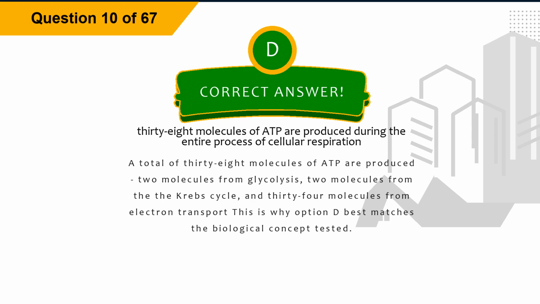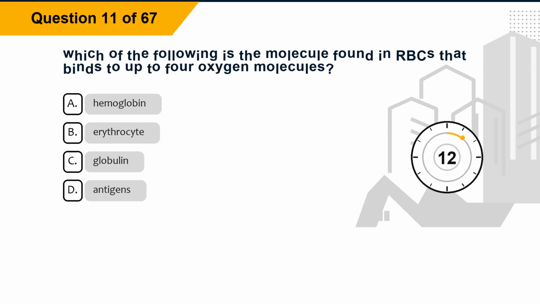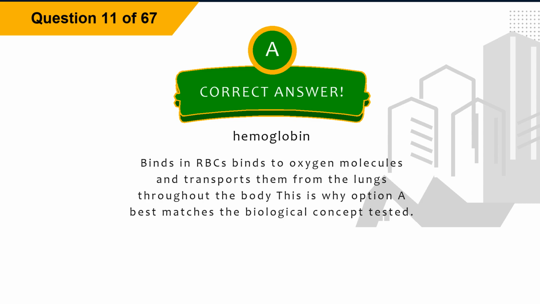This is why option D best matches the biological concept tested. Question 11. Which of the following is the molecule found in RBCs that binds to up to 4 oxygen molecules? Option A, hemoglobin. Option B, erythrocyte. Option C, globulin. Option D, antigens. The correct answer is option A, hemoglobin.